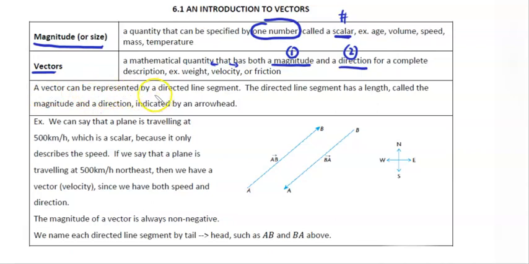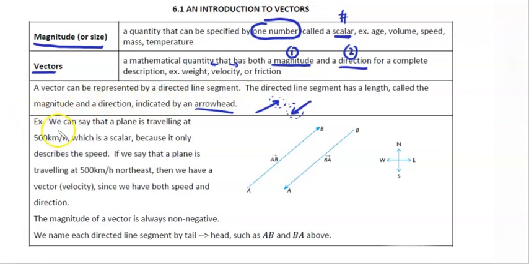A vector can be represented by a directed line segment. The directed line segment has a length called the magnitude and a direction indicated by an arrowhead. Wherever that arrowhead is pointing, this right here is telling you which direction it's moving in. So if we had the same line, but this arrow is pointing down, these are moving in opposite directions. So you have to just pay attention to the arrow.